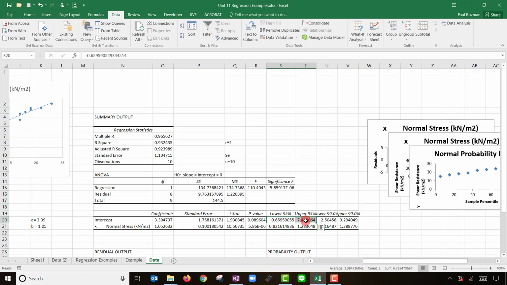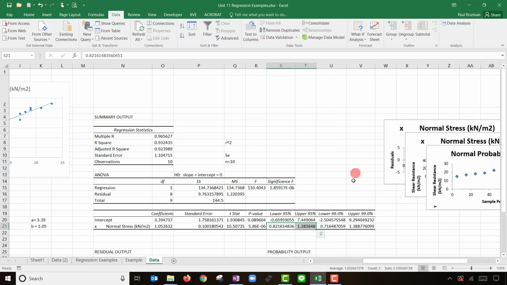So we have a 95% confidence interval here that says our intercept is somewhere between negative 0.65 and positive 7.4. Our actual observed value is 3.39, but the theoretical value is somewhere in that range. Did I say slope? I meant intercept. We're in the first row. The second row is the confidence interval for the slope. Our slope is somewhere between 0.8 and 1.28. If we use 95%, remember I added 99% when I asked for this, so it gave me 99% confidence intervals as well.